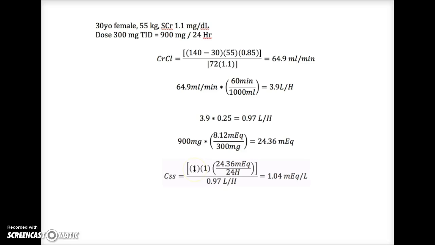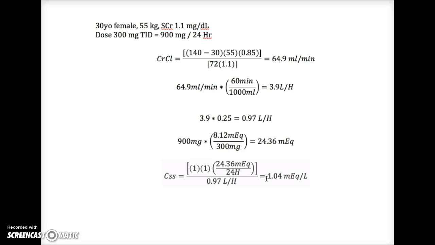So 1 for salt, 1 for bioavailability, and you get the dose, 24.36 milliequivalents, over the time, the 24 hours, and you divide the entire thing by the patient's clearance of lithium, which is 0.97 liter per hour, and it comes out to be 1.04 milliequivalents per liter.